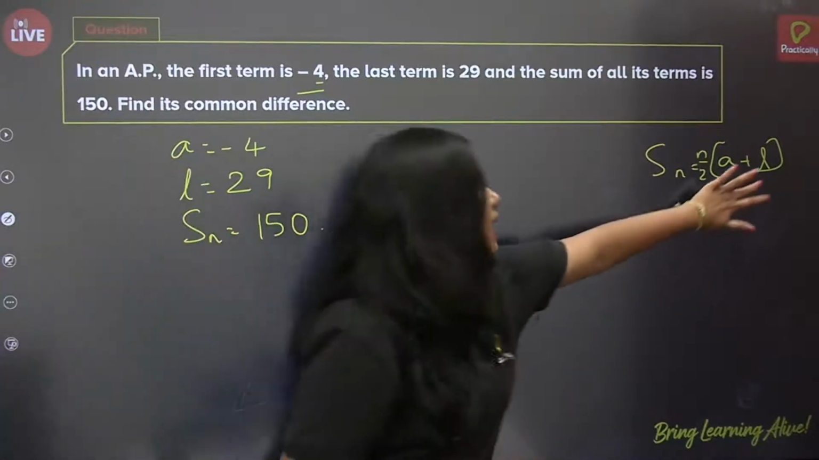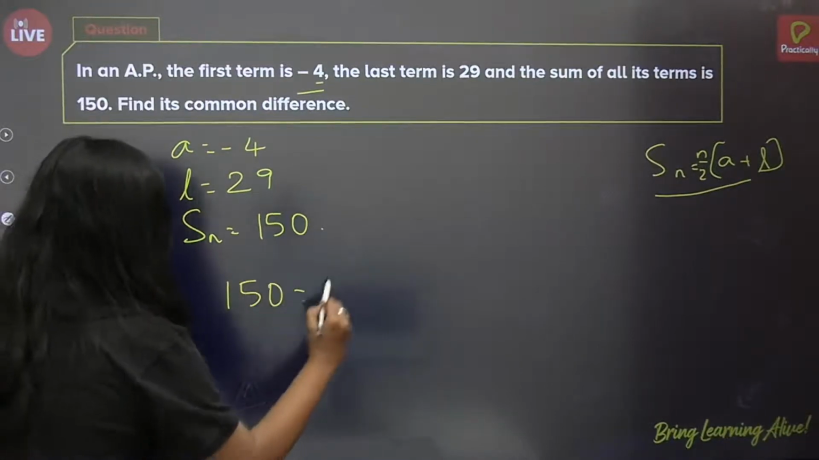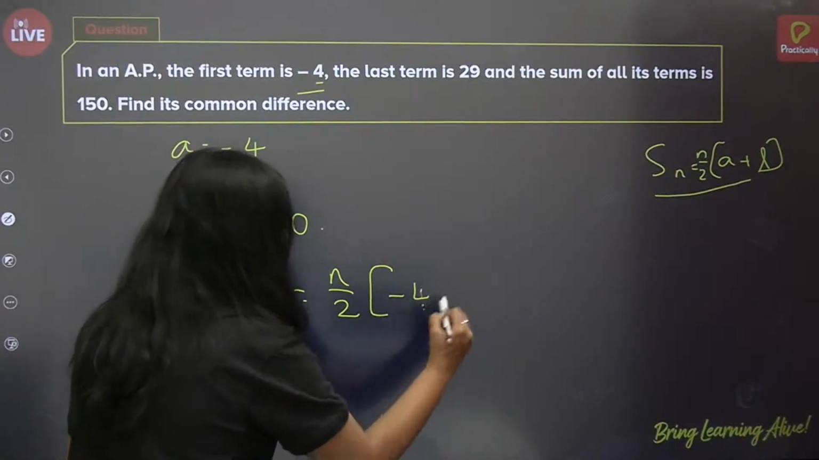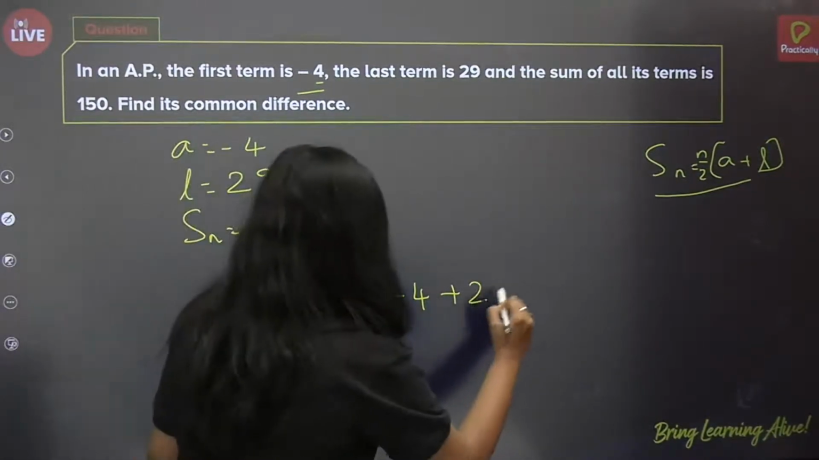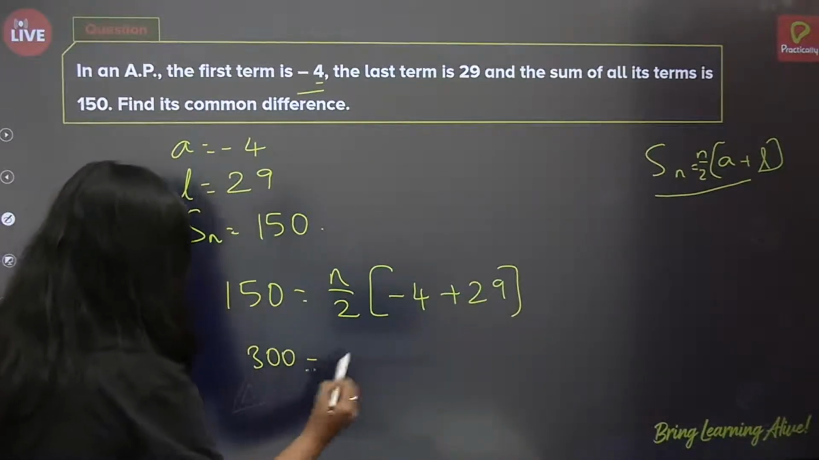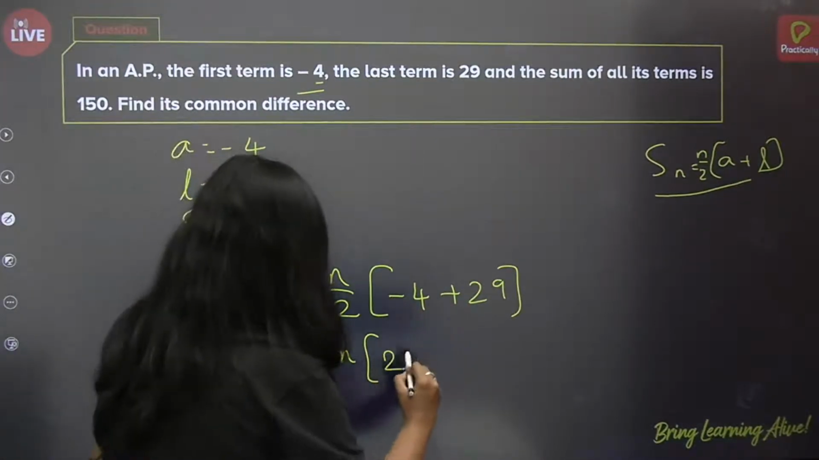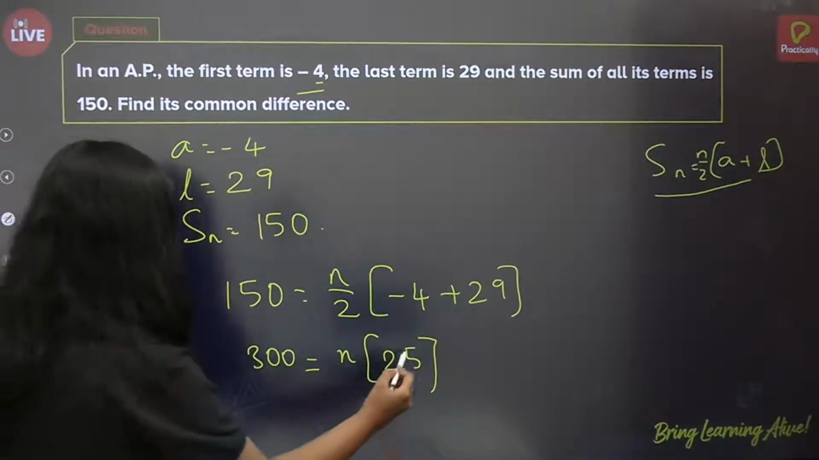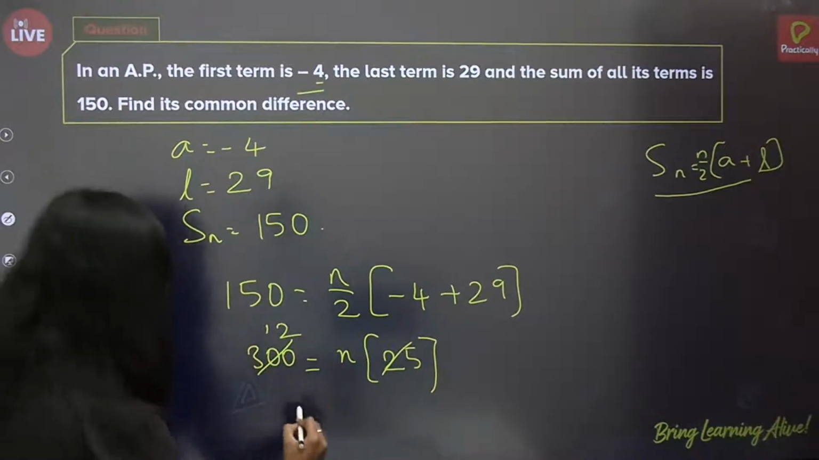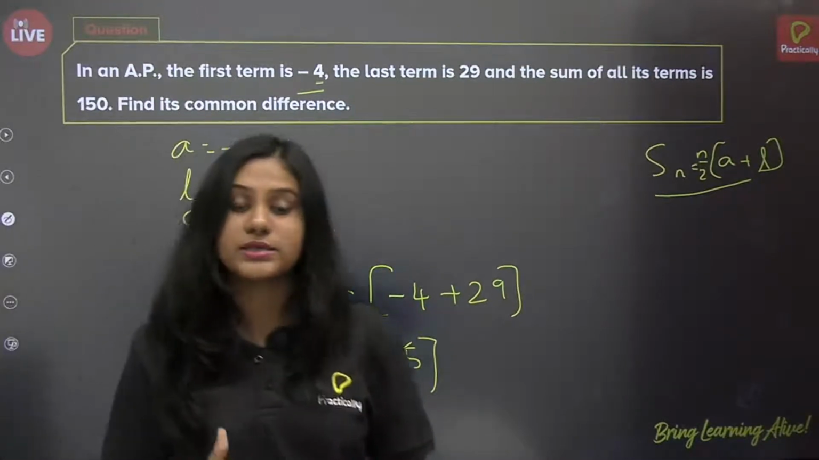Now, first let us find the value of n using this formula. So 150 equals n by 2 of a plus l. a is how much? Minus 4. l is how much? 29. So this will be 2 into 150 is 300. 300 equals n of what is 29 minus 4? 25. So, 25 times 12 is 300, n equals 12. So, we got that the number of terms in the AP is equal to 12.